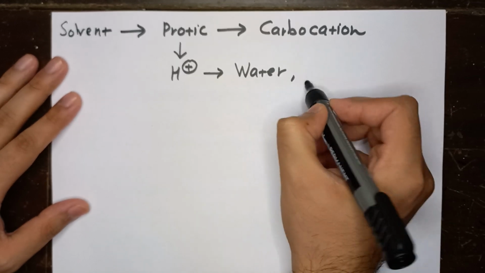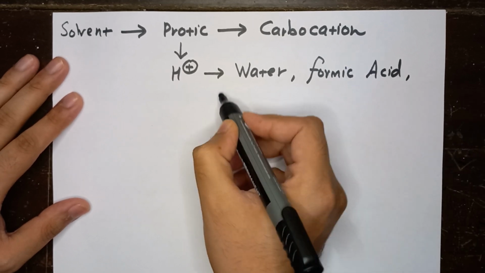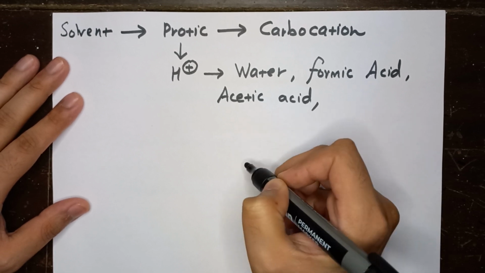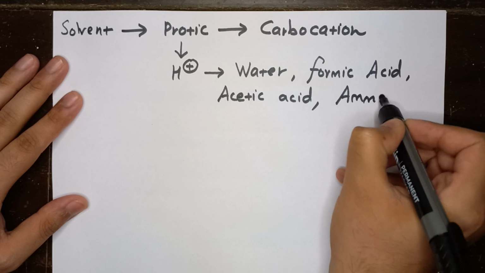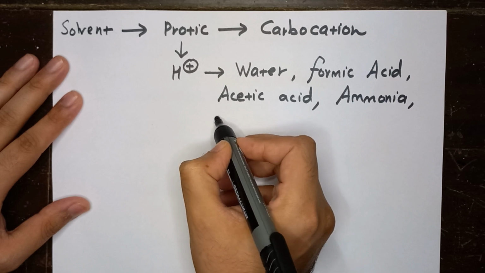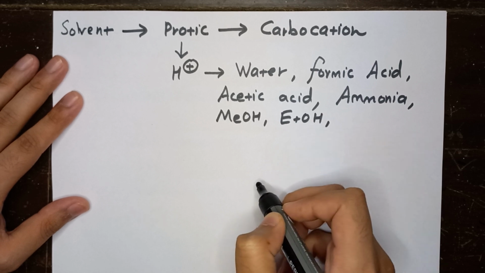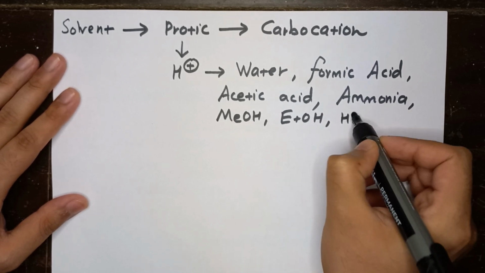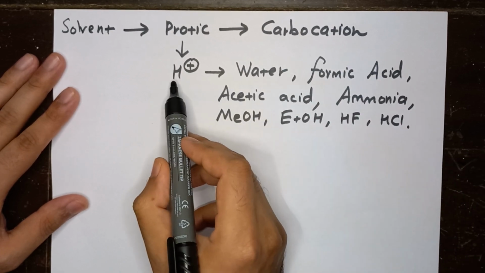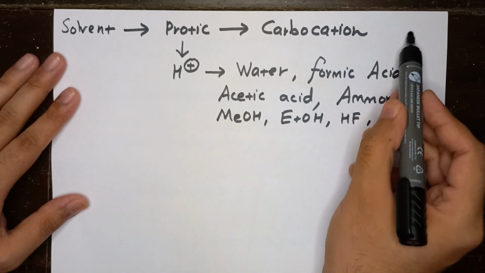You can have formic acid, or maybe acetic acid. You can use ammonia. You can use alcohols like methanol, ethanol. You can also use hydrofluoric acid, hydrochloric acid. So all these solvents will have replaceable H plus ions, and they come in the category of protic solvents. So the reaction intermediate will be carbocation.